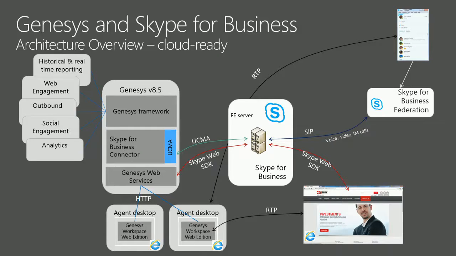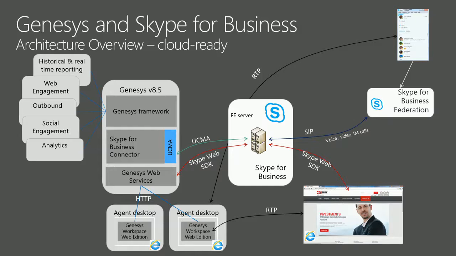The agent may also have a web-based agent desktop client. You'll see it's called Genesys Workspace in this case, which also uses the Skype Web SDK to communicate. In addition to this, of course, in the back end of Genesys, we have different applications that are enabled in this case over a Skype for Business network, which are reporting, could be web engagement, outbound campaigns, and social engagement on Twitter or on Facebook and so on, and analytics.